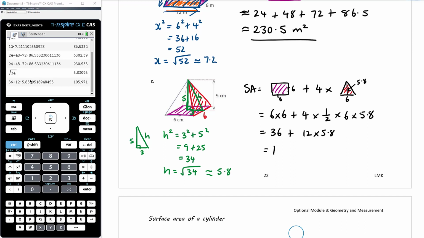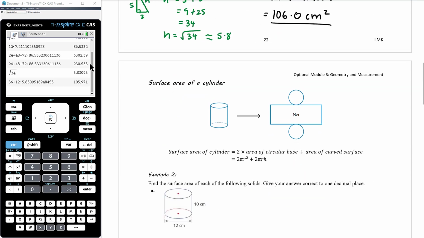And so that is 105 point, now to 1 decimal place. Oh, again, we've had this come up frequently. So it's 0.97, rounding to 1 decimal place, that 9 will need to round up. So it is going to be 106.0 to 1 decimal place, centimetres squared for surface area. Okay, surface area of a cylinder.